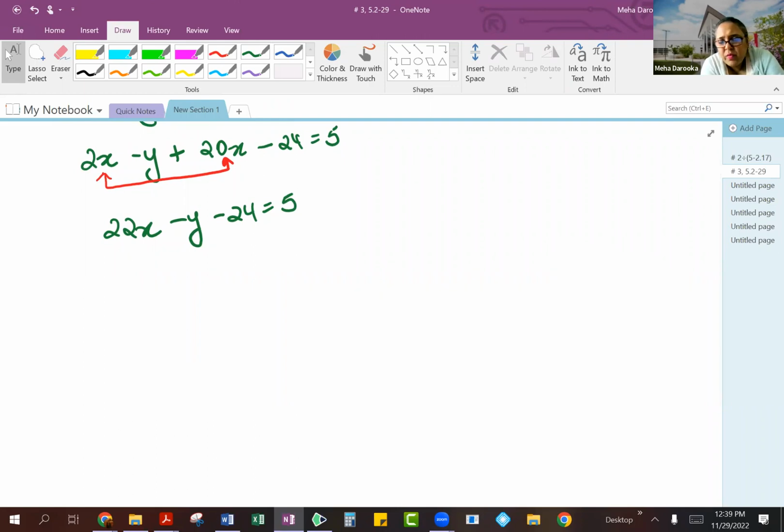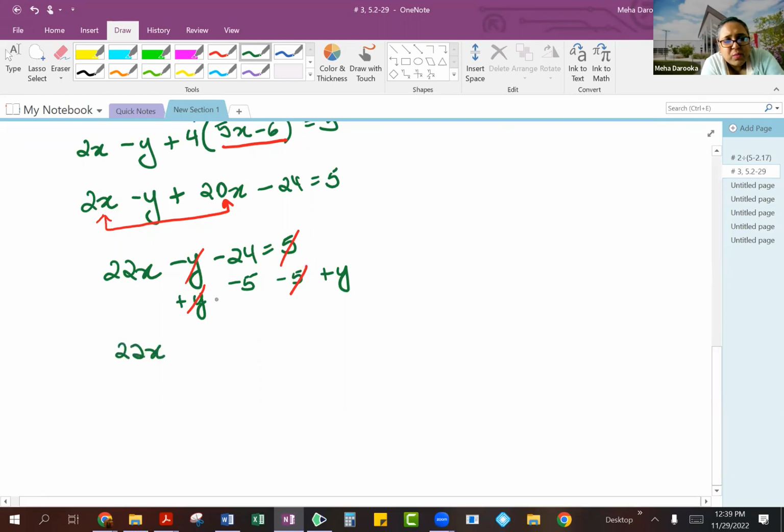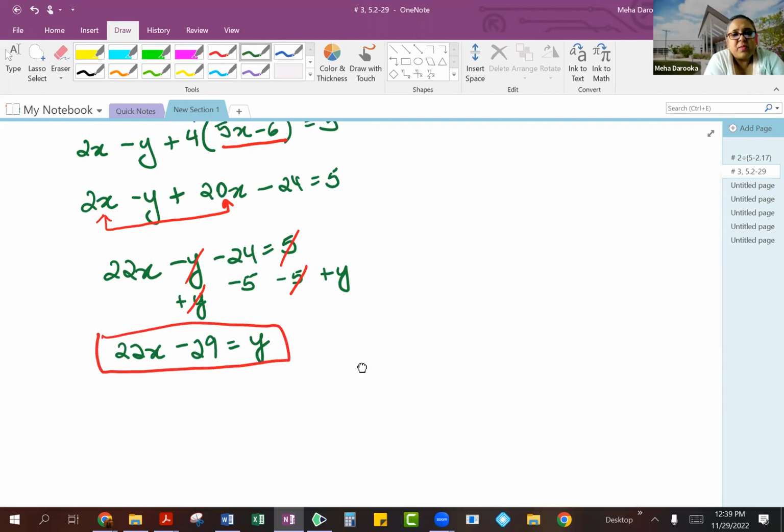Okay, so we want to move the y. Now you can move the other terms, but I think it'll be easier for us to just move the y to the other side. And then, of course, you can bring this 5 over to the left-hand side. And so we will end up with 22x will stay, the y is gone, this guy ends up becoming negative 29, and then just y on the other side. So this is what we were looking for.